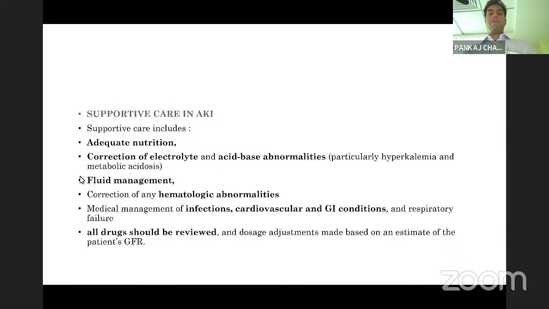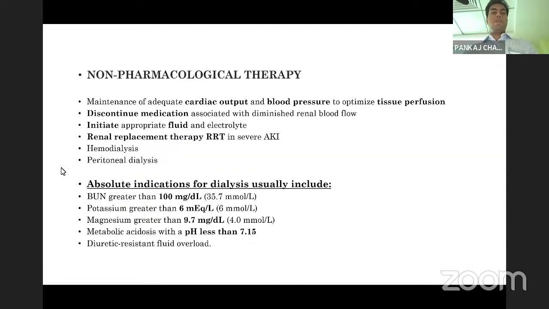All drugs should be reviewed in the form of dosage and should be given after the estimation of the patient's GFR. Non-pharmaceutical therapy is to optimize tissue perfusion and discontinue any medication which leads to diminished renal blood flow. Appropriate fluid and electrolytes should be given, and renal replacement therapy in severe AKI should be started. Hemodialysis and peritoneal dialysis can be done.